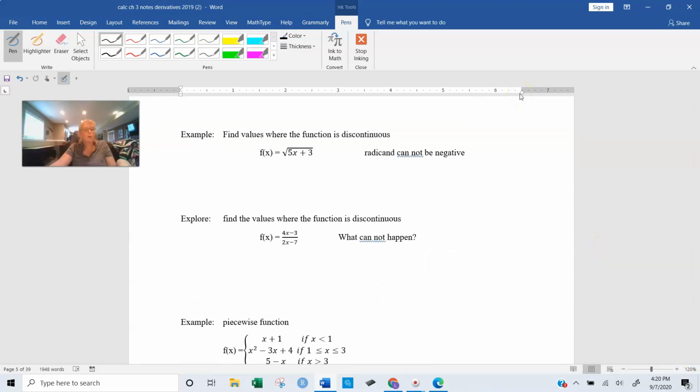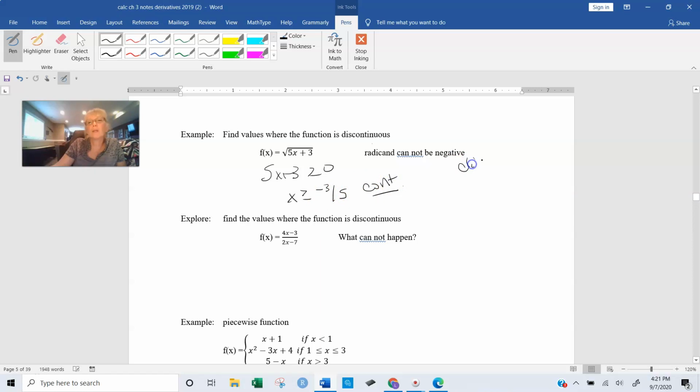So now we want to find where the value of the function is discontinuous. So what can this not be? When we look at this one here, it cannot be negative because it's under the square root. So we say 5x plus 3 has to be greater than or equal to 0. Just solve it. So we're going to subtract the 3, divide by 5. So x has to be greater than or equal to -3/5. All right, and this is where it is continuous. So this is where it's good.